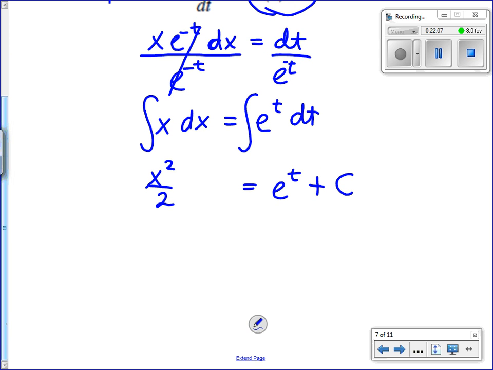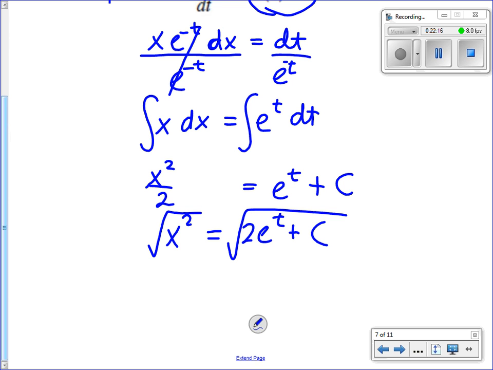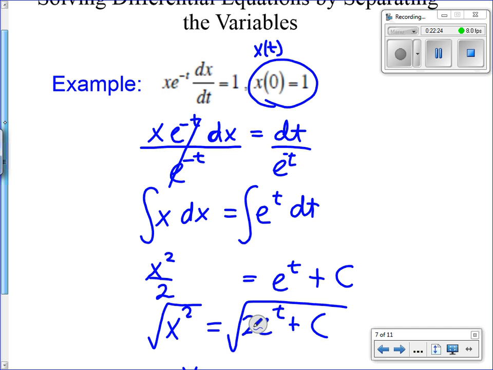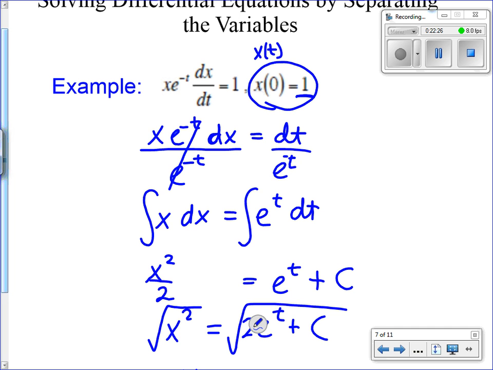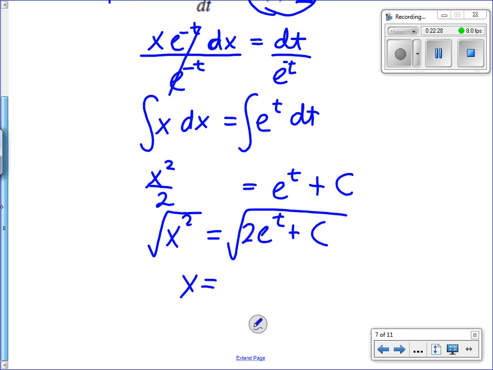So we would multiply by 2 on both sides. And then we would square root both sides. Okay, now remember, technically we get 2 solutions, positive and negative. But again, because of our initial condition here, x of 0 equals positive 1, I know I'm looking for the positive root. Okay, so x will equal the square root of 2 times e to the t plus c.